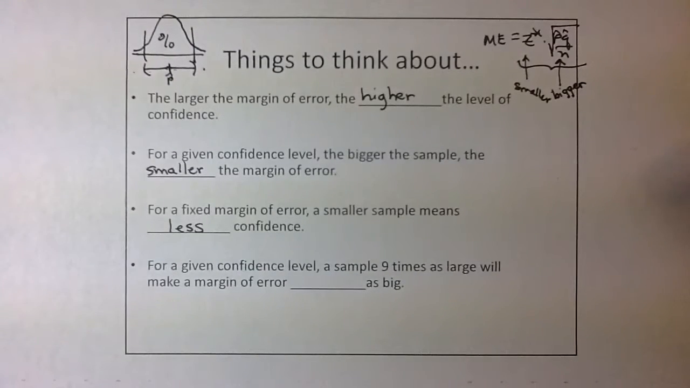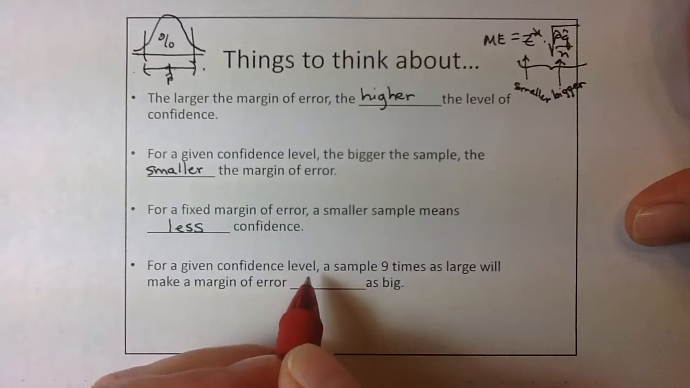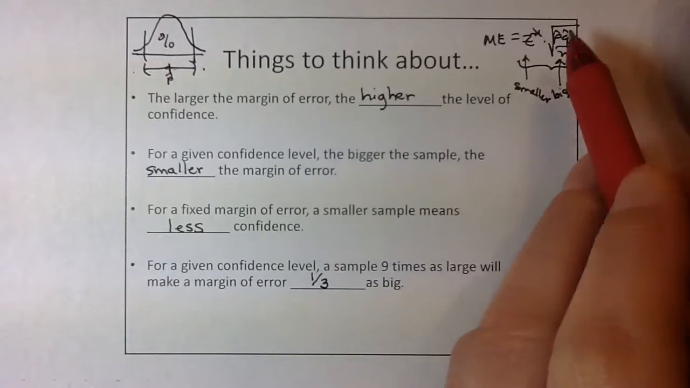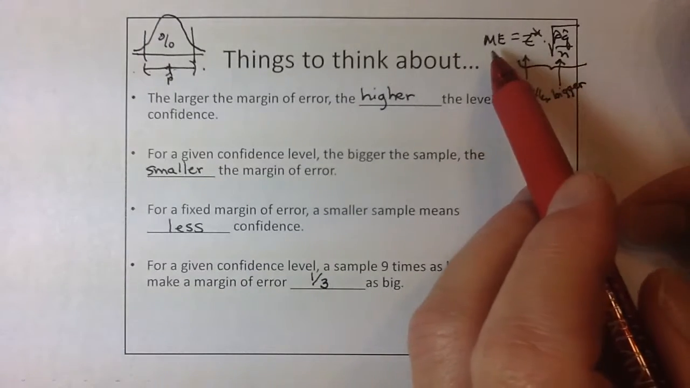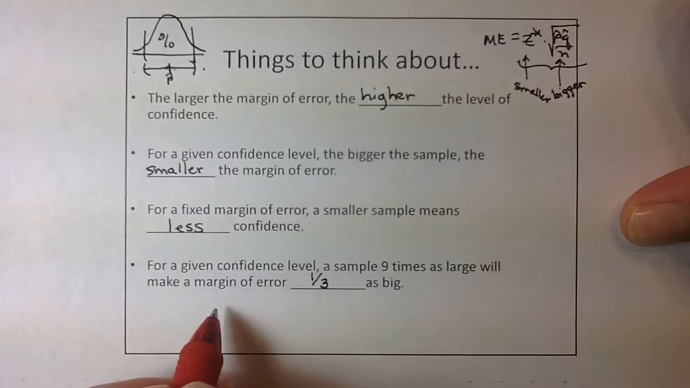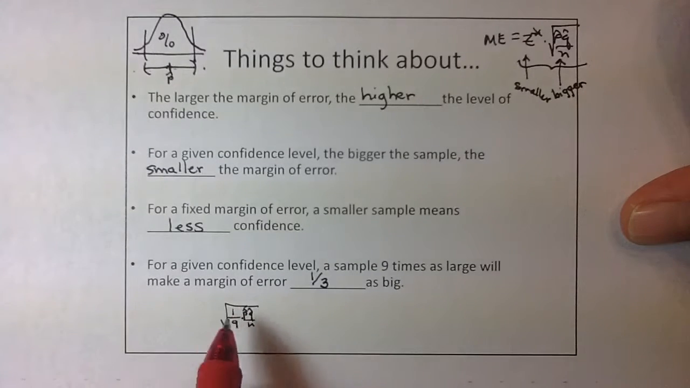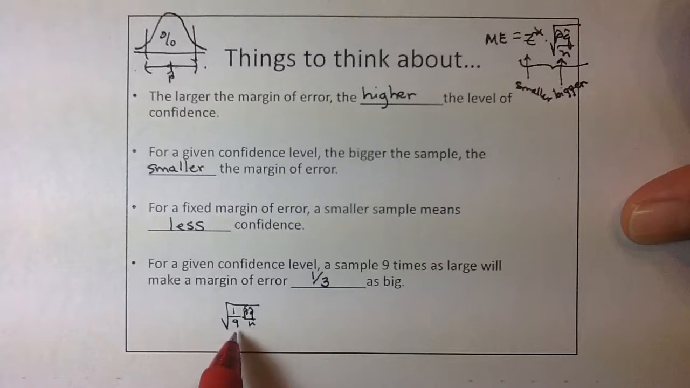Last but not least, for a given confidence level, a sample 9 times as large will make the margin of error blank as big. And this answer is 1/3. If we go back to that earlier slide when we talked about the relationship between multiplying n by something and how it affects the margin of error, if we do the square root of 1/9 times P hat Q hat over N, this is going to be 1/9 as big because we have 9 times the n. When you take the square root of that, it becomes 1/3. So 1/3 the margin of error is what we end up with.